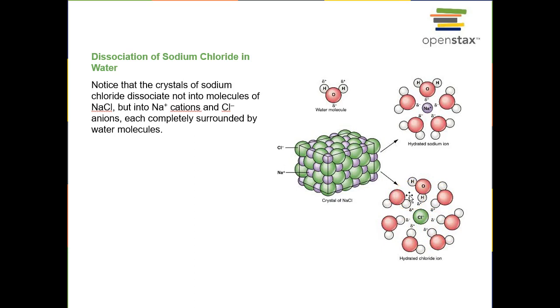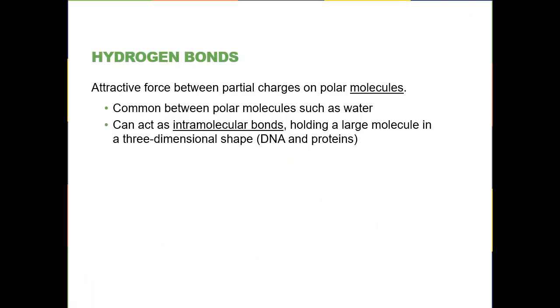So the ability of water to form these weak bonds with the sodium and the chlorine is what causes the sodium chloride to dissolve. If this were covalent, water wouldn't be able to do that, or it's not strong enough to break covalent bonds. So what we're seeing here is an example of a hydrogen bond.